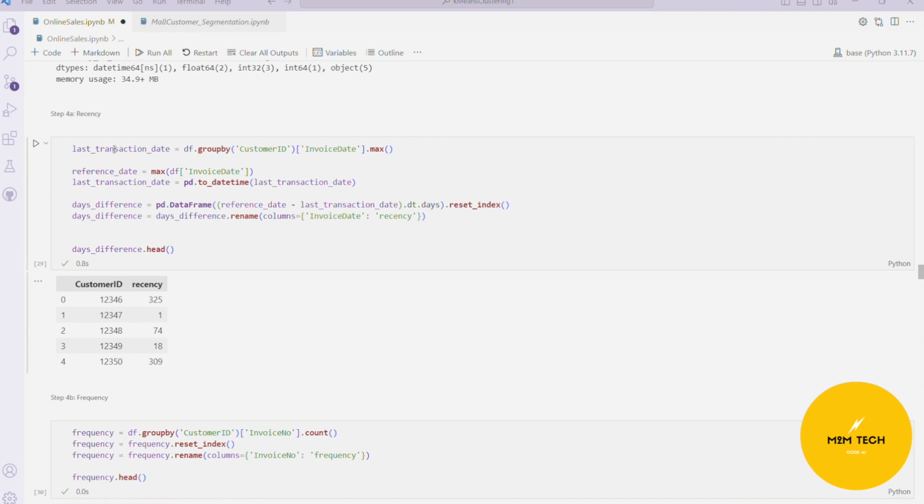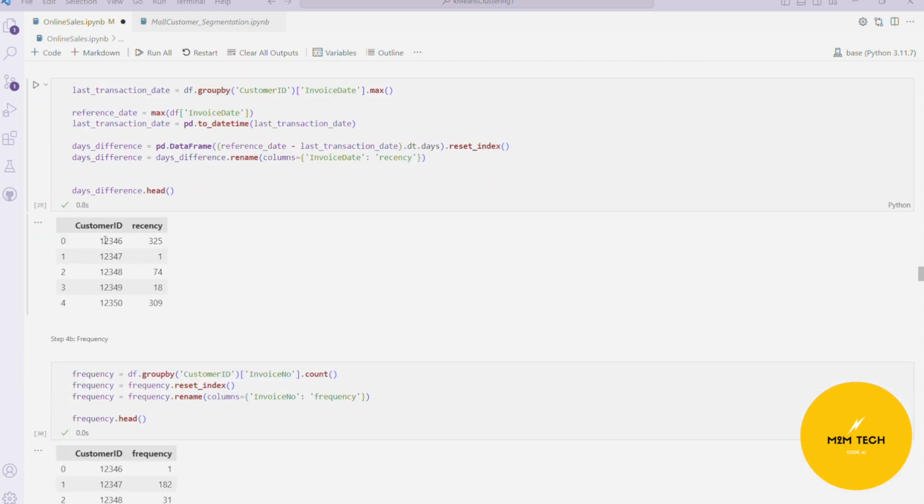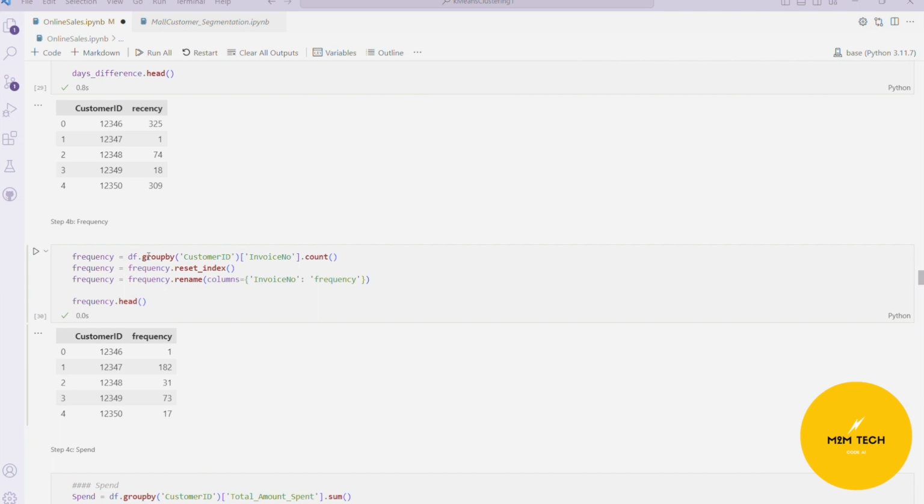So this is the recency, which is basically the date difference between the last transaction date and the max invoice date in the data set. And then this is the recency data frame. And then the frequency is basically the count, on the customer ID level, of invoices that each customer had.